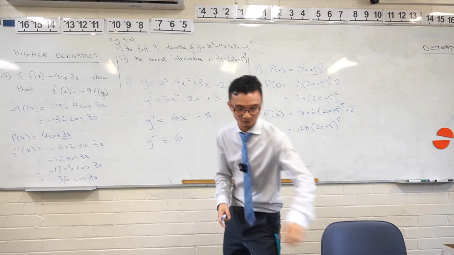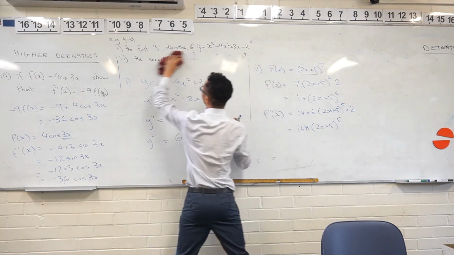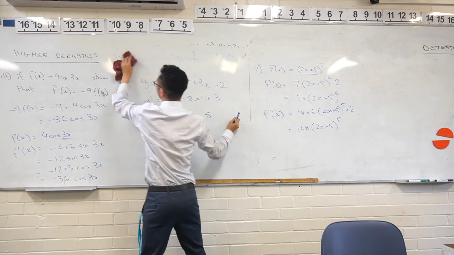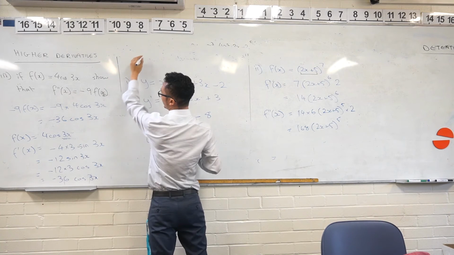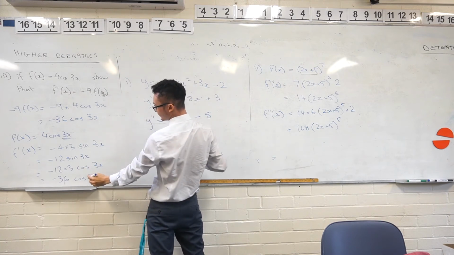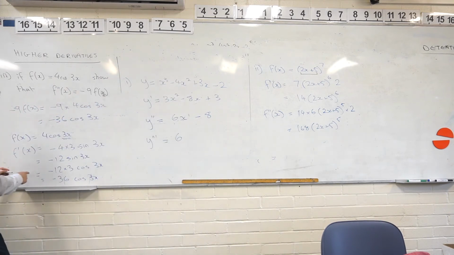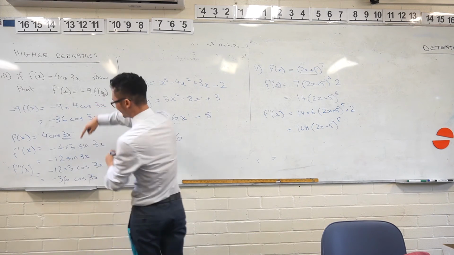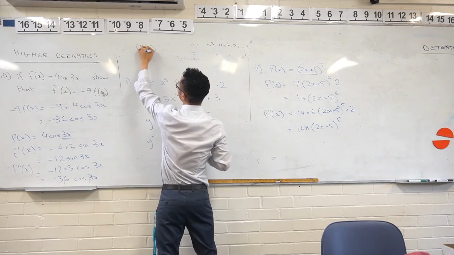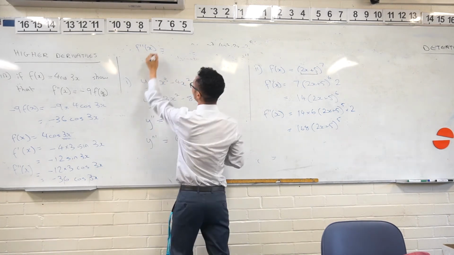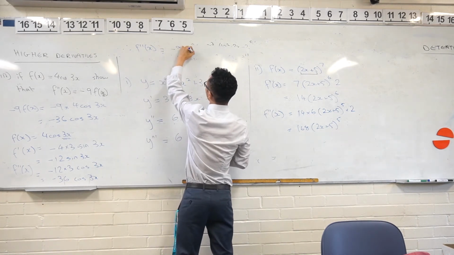It's always nice to finish off with a concluding statement. So I'll just finish off with, therefore, sorry, I probably missed a thing here. That should say f double dash of x here, because I took the second derivative. My mistake. So let's go back up here. So now I know that f double dash of x is equal to negative 9 f of x.